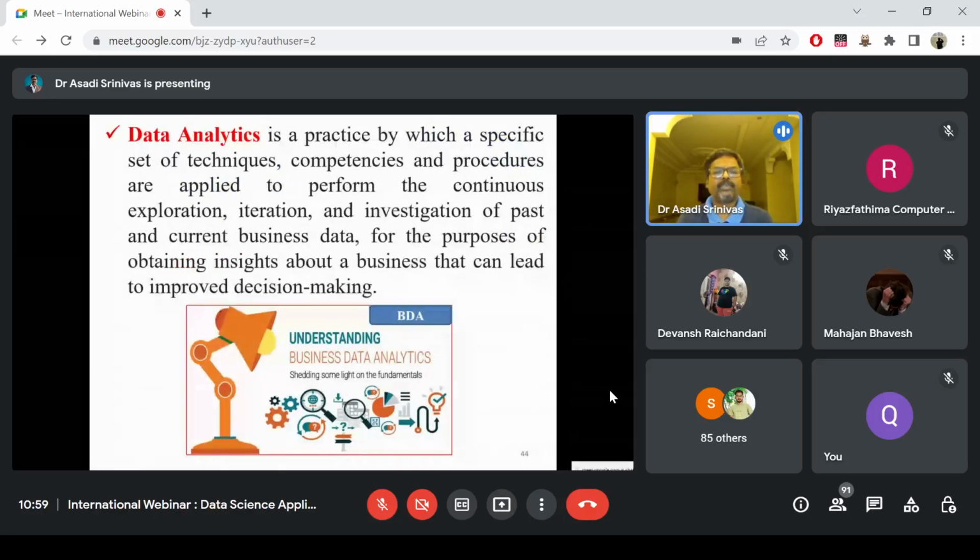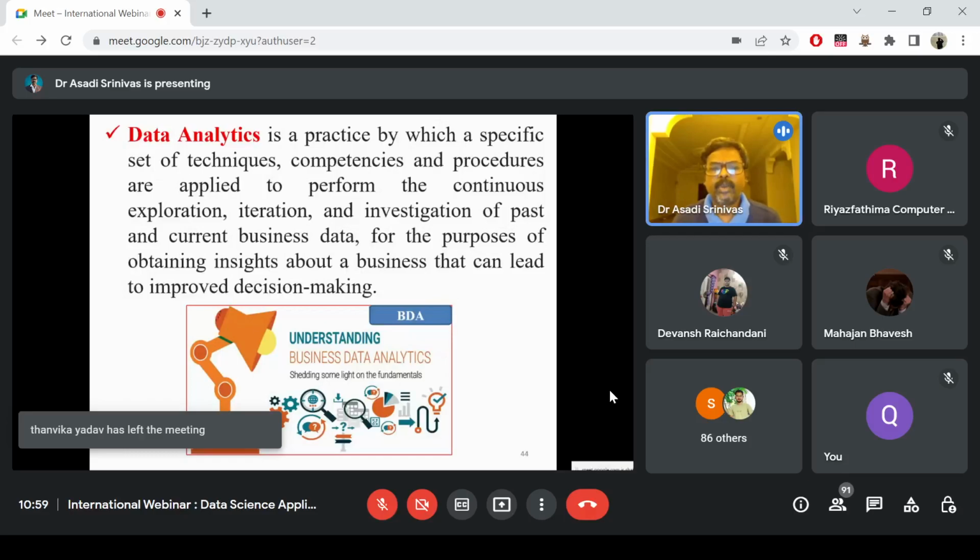And why do we want to generate data analytics? Data analytics is a very important jargon in the IT field. It is performed by applying various tools and techniques, procedures applied to perform continuous exploration, iteration, and investigation of past and current business data for the purpose of obtaining insights about business that can lead to improved decision making. In order to take decisions in an organization, we are generating data analytics.